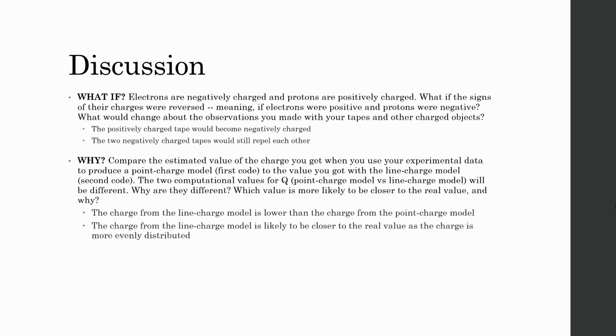If the charges of electrons and protons were reversed, there would not be much change in the observations of the lab. The positively charged tape would become negatively charged, but the other objects would also have their charges reversed. The tape would still be attracted to the now positively charged pen and would still repel the other negatively charged tape. The charge from the line charge model was lower than the charge from the point charge model. The charge from the line charge model is likely to be more accurate as the charge is more evenly distributed.